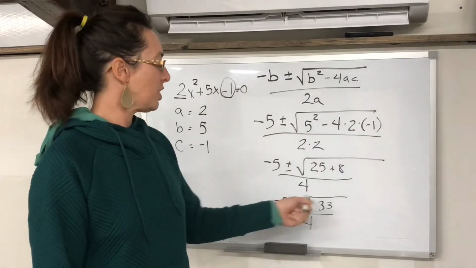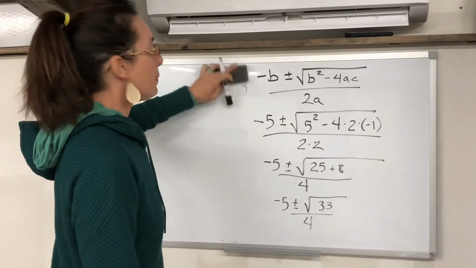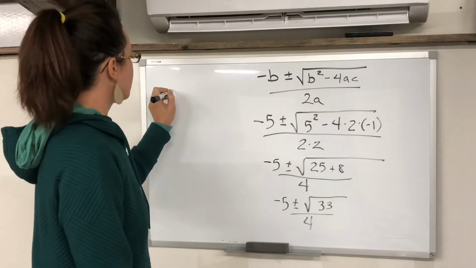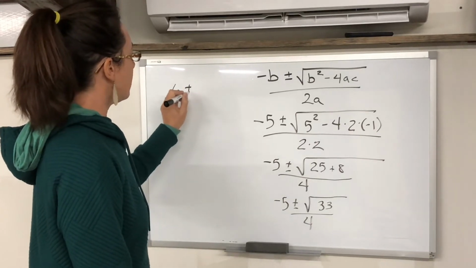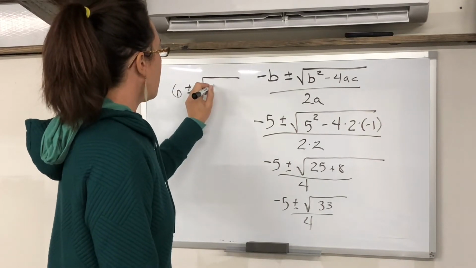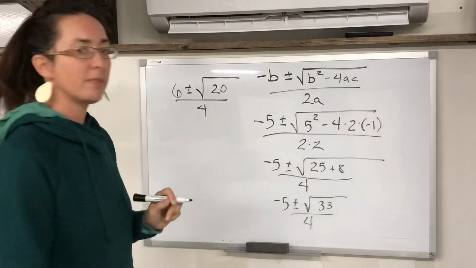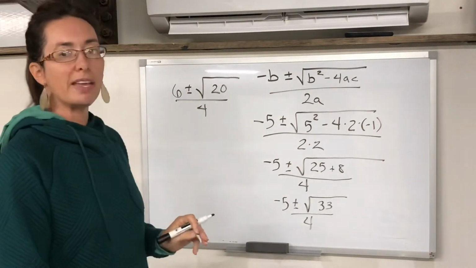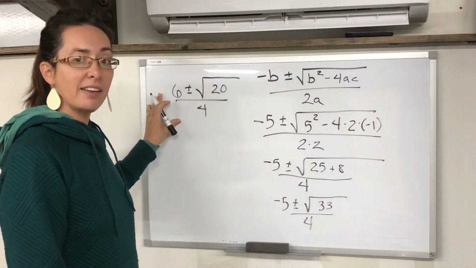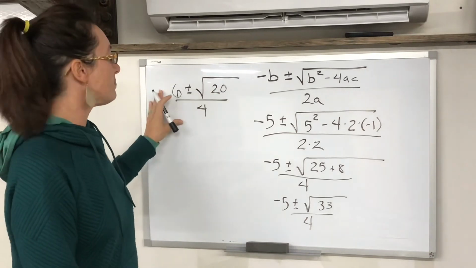If there were a chance, let's look at this. Let's make up an answer. If we had 6 plus or minus the square root of 20 over 4. Okay, say this is what we ended up with. We would need to go ahead and simplify this as much as possible. Remember, our goal is to always have our answer simplified.